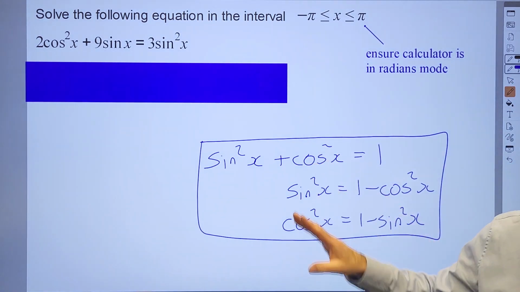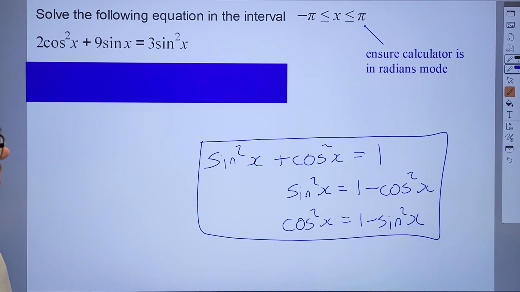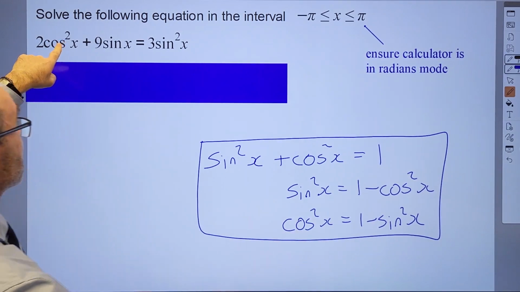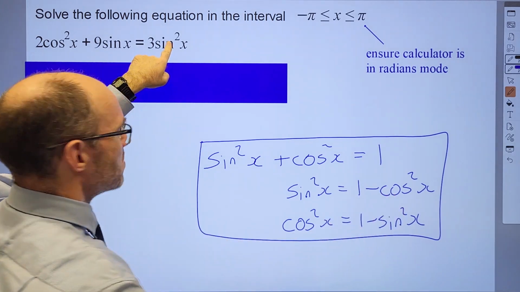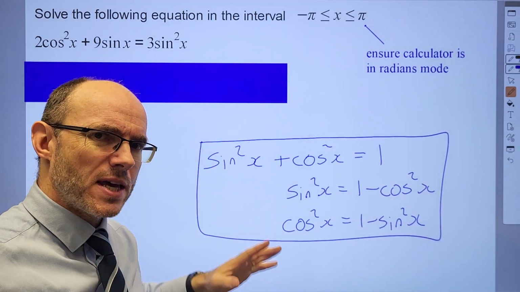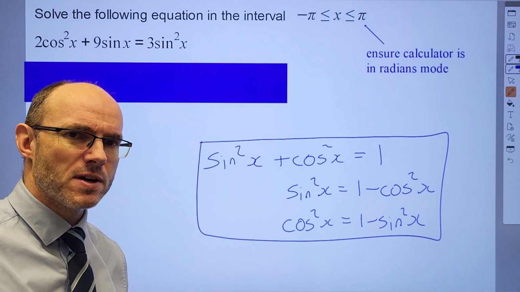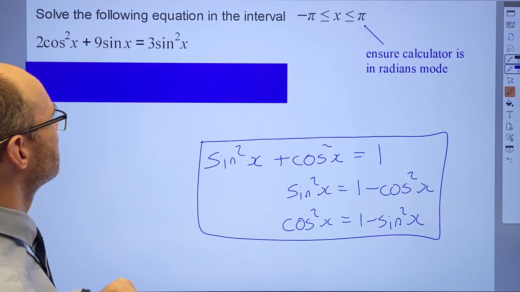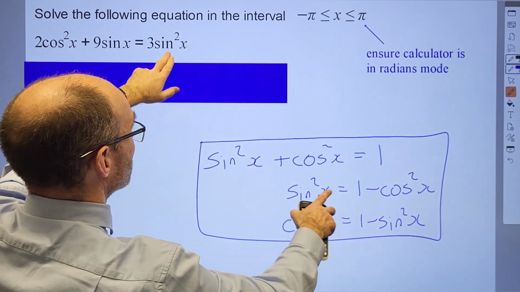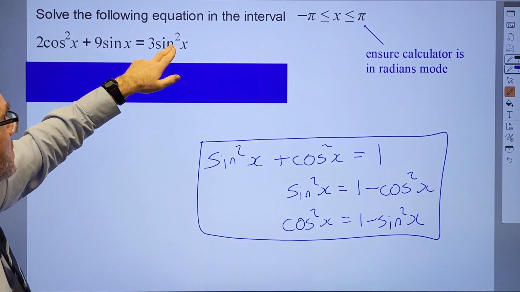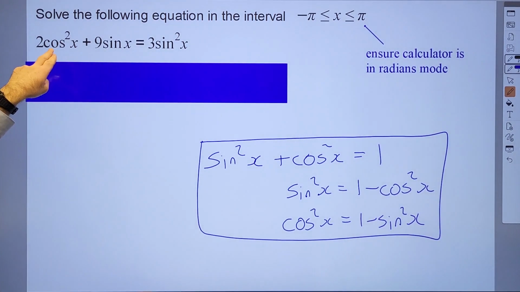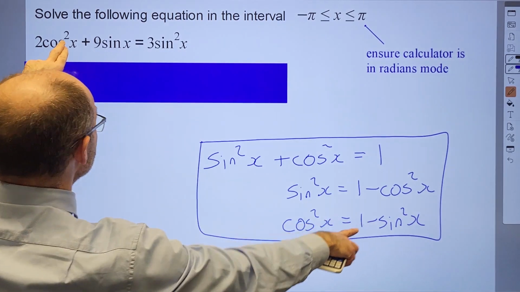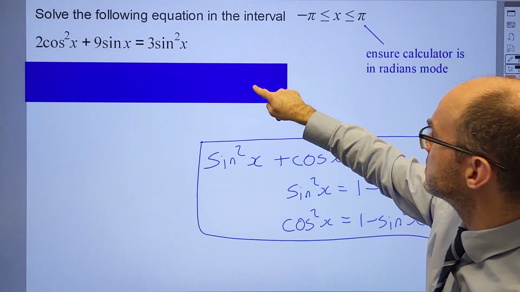Now, which one are we going to use? Well, we could put the 1 minus sine squared x in there, couldn't we? Or we could put the 1 minus cos squared x in there. But remember our goal here. Our goal is to get the same trigonometric function, either all sines or all cosines. And if we replace that one with 1 minus cos squared x, you've got a sine, a cosine. Okay, so that's not good for us. Whereas if we replace that one there with 1 minus sine squared x, we'll do it.